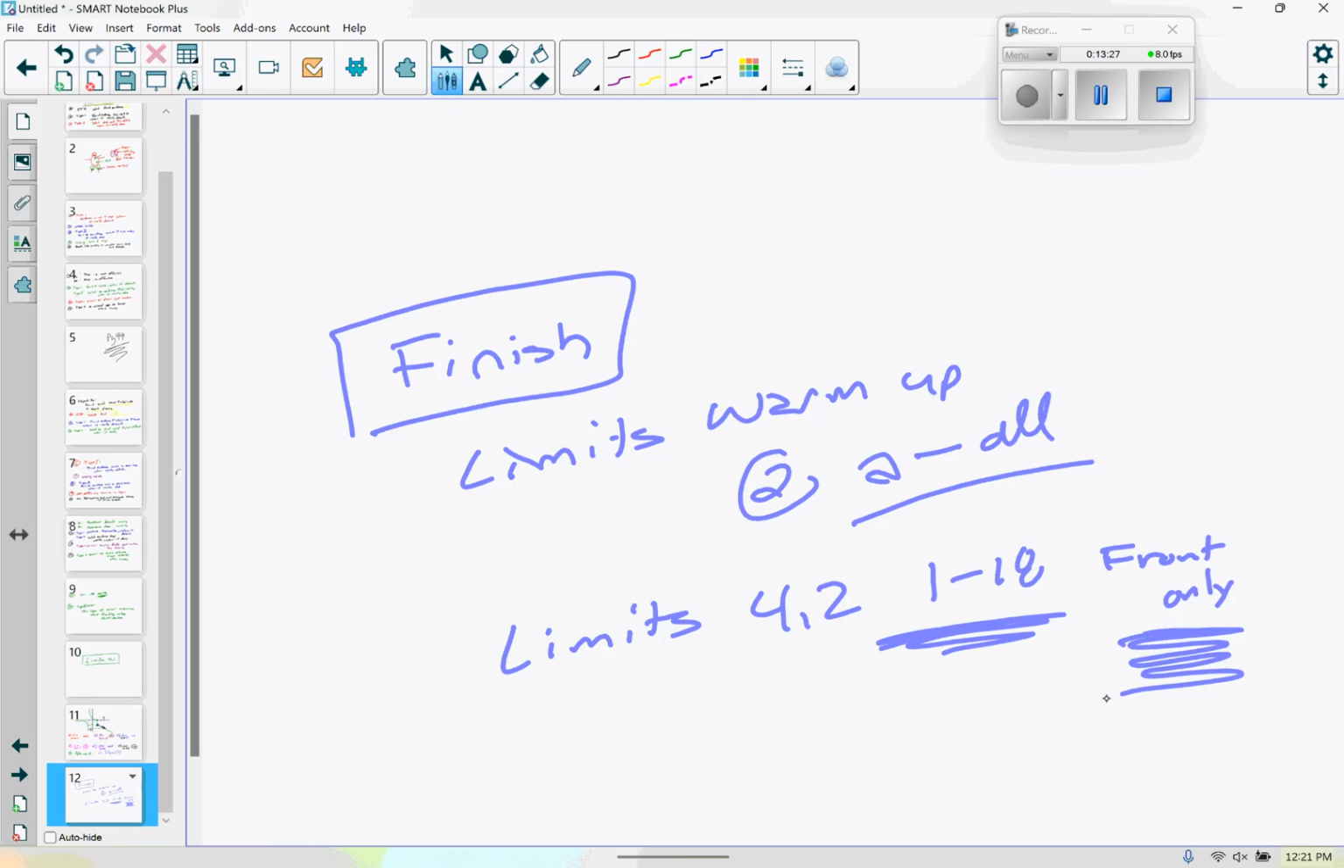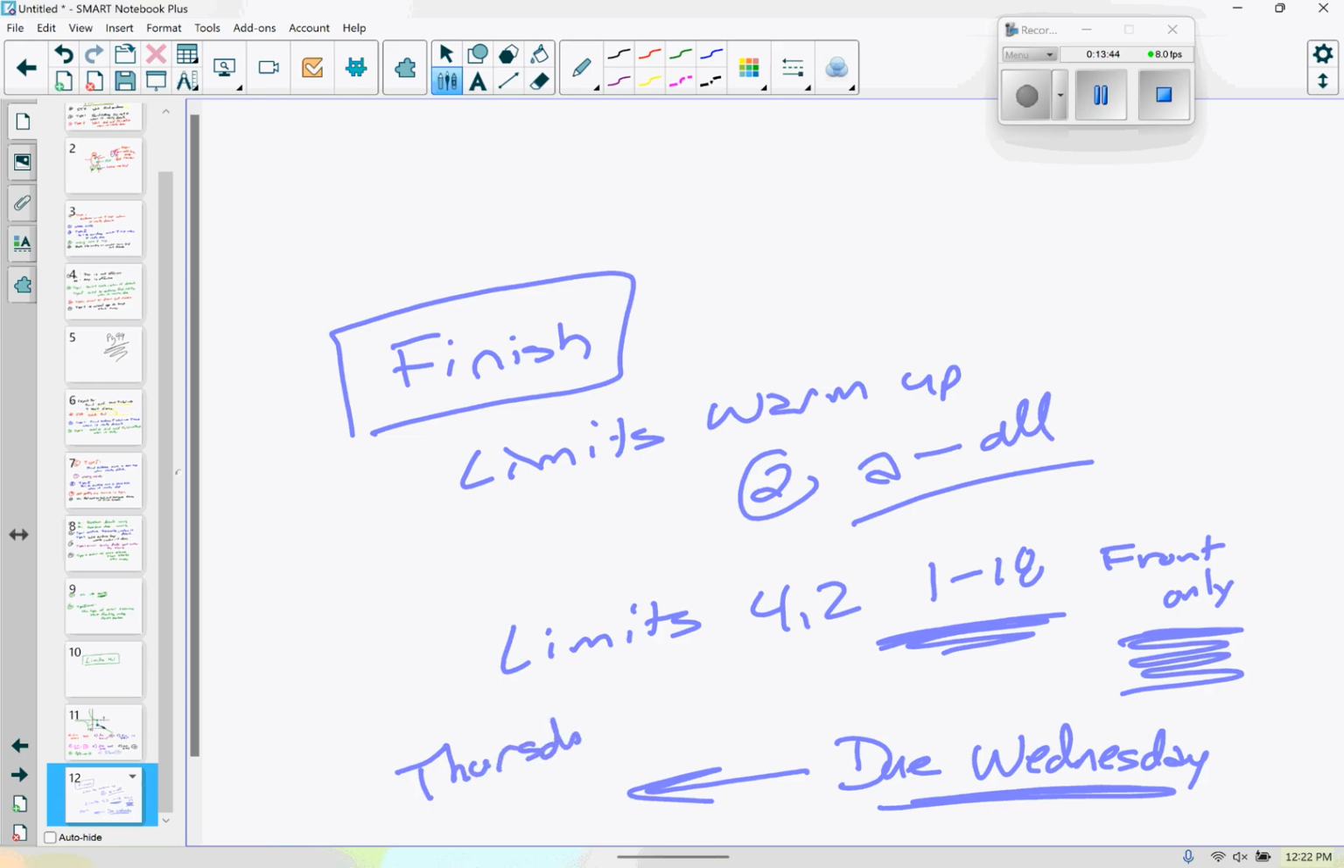Hang on, how's this going to work out? Yeah, that'll work. So this would all be due on Wednesday because we have the real life math. And that would mean that on Thursday next week, we have the Schoology limits quiz. Cool? Everyone know what to work on?